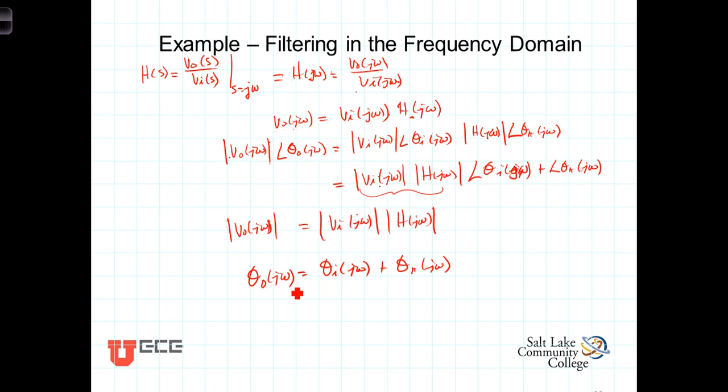In other words, we'll be able to calculate the amplitude of each of the different frequencies at the output by taking the amplitude of each of those frequencies at the input and multiplying it by the frequency response function evaluated at those frequencies. And similarly, we'll be able to determine the phase shift of each of those frequencies at the output by adding to the phase of the input the phase of the frequency response function at those frequencies.